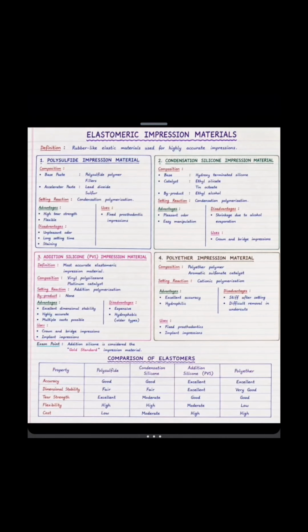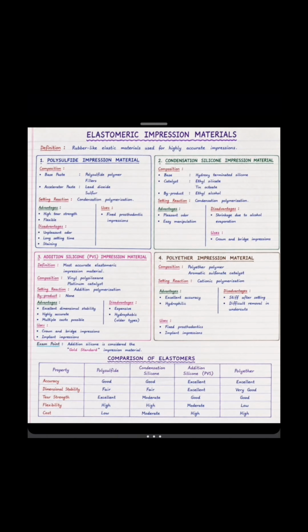Then comes our elastomeric impression materials, the heavy hitters. Elastomers are synthetic rubber-like polymers engineered for ultra-high precision. They are the go-to choices for highly accurate work like crowns, bridges and dental implants. So there are 4 distinct families of elastomer: polysulfide impression material, condensation silicone impression material, addition silicone impression material, and polyether impression material. So first comes the polysulfide.